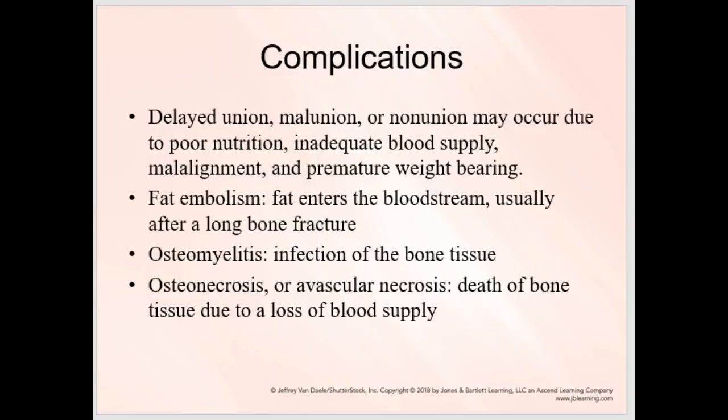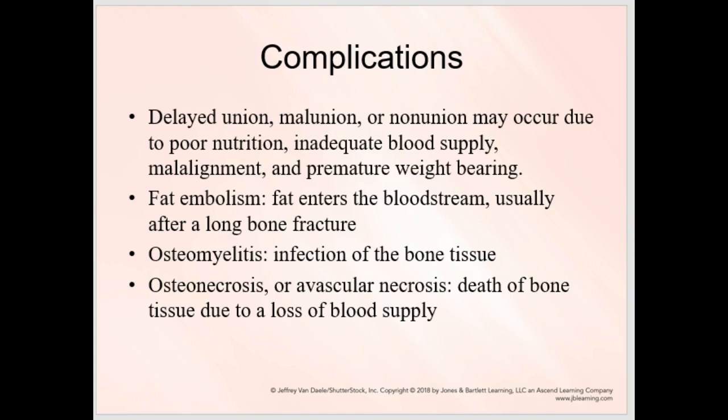So some complications: delayed union, especially if they're not approximated, or malunion if they are not approximated, or non-union if there's poor nutrition and they don't have enough nutrition to provide vitamin C for the cartilaginous precursor, and then calcium, D, phosphorus, magnesium for the bone mineralization. The inadequate blood supply. We know that bones are very full of blood. They need that blood to regenerate. If you have a blood vessel that is cut off, you can have that bone die and necrose.